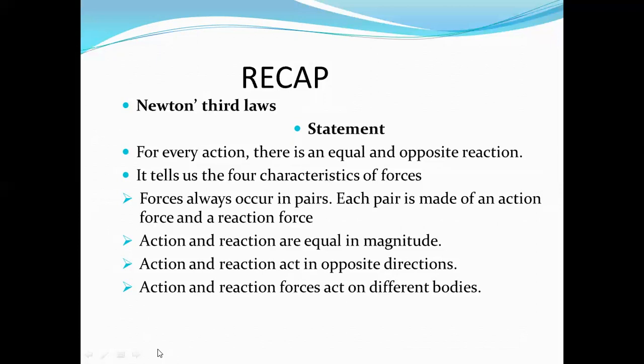Each pair is made up of an action force and a reaction force. Action and reaction forces are equal in magnitude. Action and reaction forces act in opposite directions. Action and reaction forces act on different bodies.